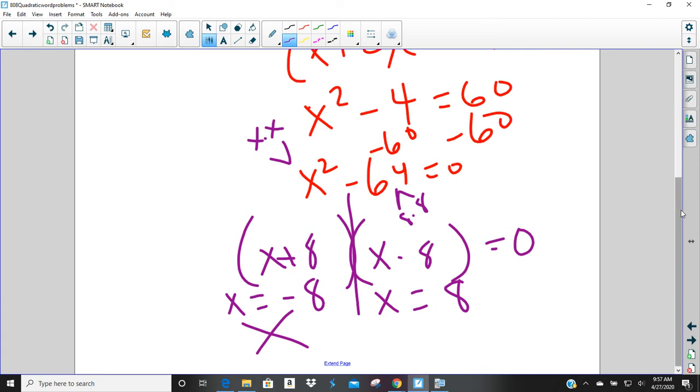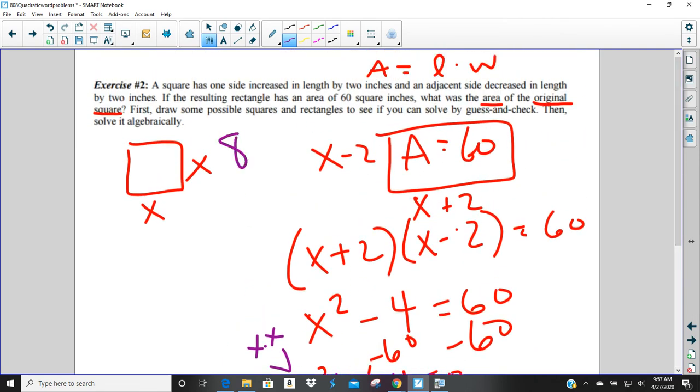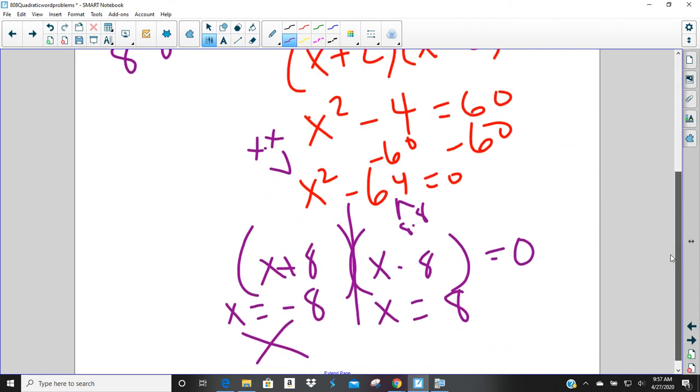I don't have to go to the area of the rectangle anymore. I can go right up to the area here. And sure enough, the area, 8 times 8, is 64 inches. Is it inches squared? Yeah, inches squared. And that's my final answer. So the area of the square was 64 inches squared. Okay? Take a moment to look at the work, and I will move on to the next question.